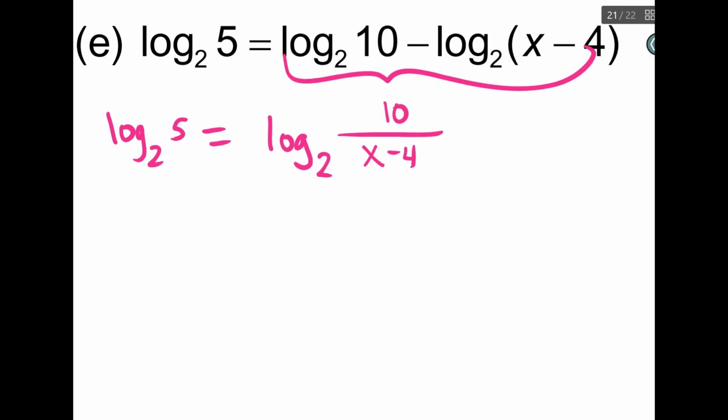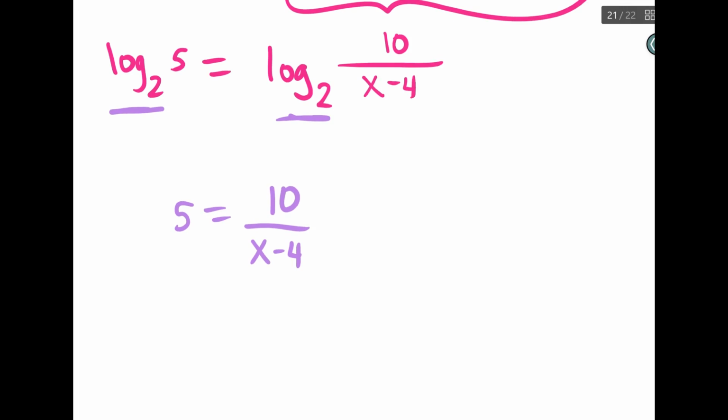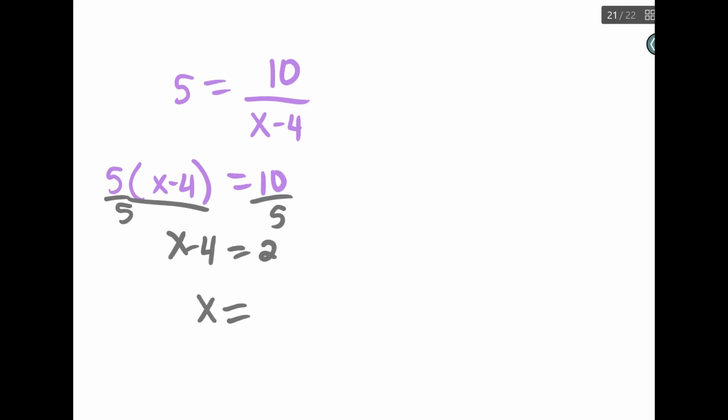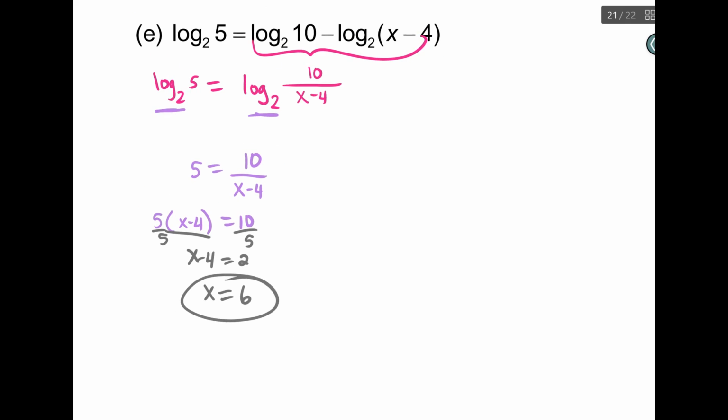Now that I have the same thing on both sides, I'm going to equate the inside. So 5 is going to equal 10 over x minus 4. Multiply each side by x minus 4. 5 times x minus 4 is equal to 10. Divide each side by 5. I have x minus 4 is equal to 2. Add 4 on both sides, x is equal to 6. Cool. We could always go in and double check that this is correct.